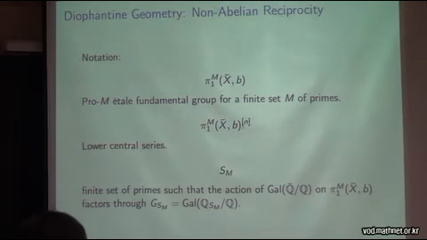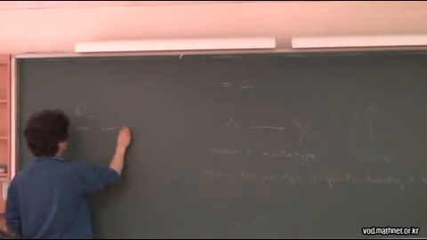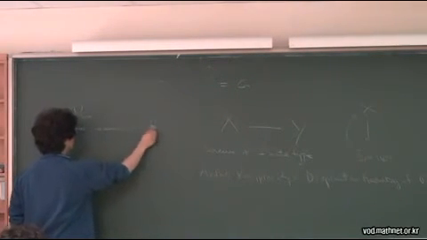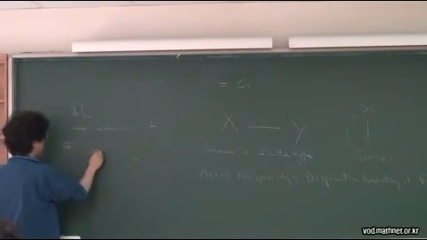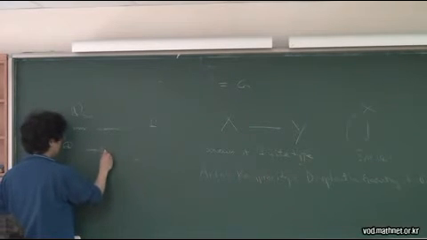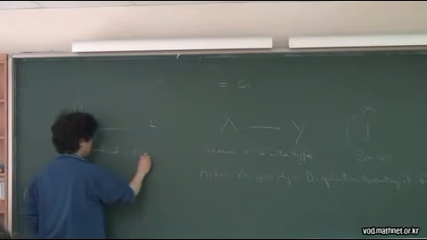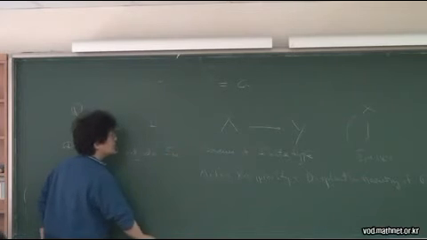The S sub m is a finite set of primes such that the action of the Galois group on this fundamental group factors through this restricted ramification extension. So I'll explain that also on the side. When I write Q sub S sub m, this means the maximal extension of Q unramified outside S sub m.